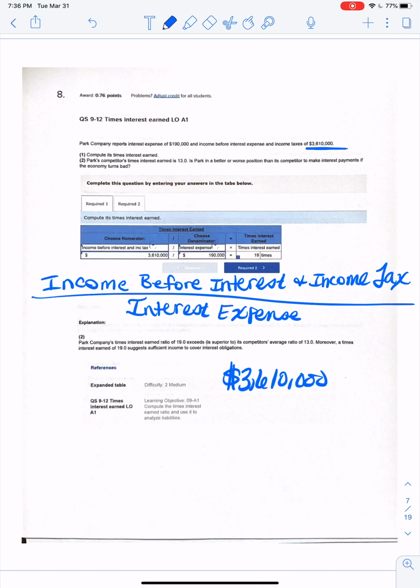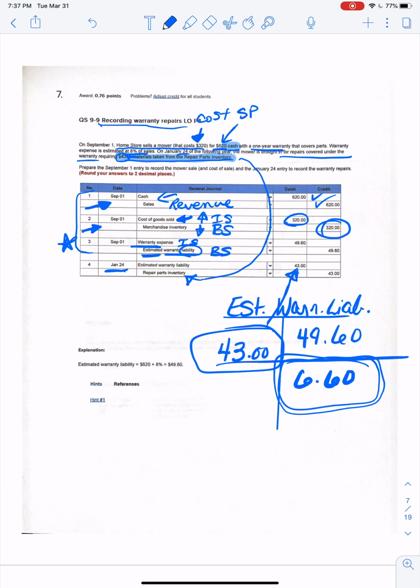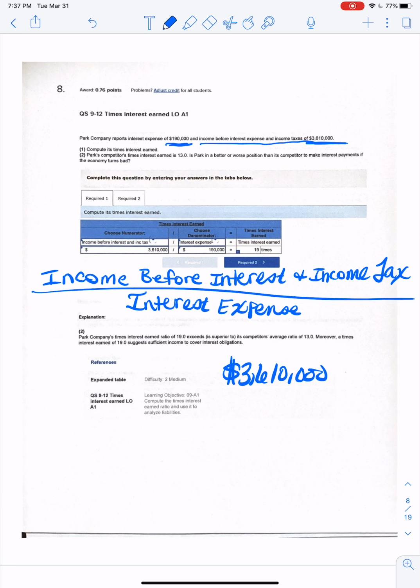Park company reports interest expense of $190,000 and income before interest expense and income taxes of $3,610,000. So I take that $3,610,000, I divide it by 190,000, and when I do that, I will get 19 times for my interest earned. So times interest earned is 19 times in this question. You say, well, is that a good amount of coverage?